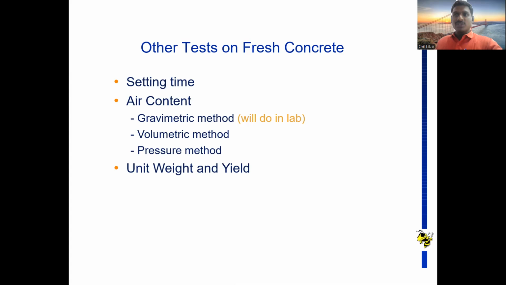Then some other tests we have to perform on fresh concrete: the setting time of the cement, then air content in the concrete, and the unit weight and yield of the concrete. So these are three more tests we can perform on fresh concrete. We will see them one by one.